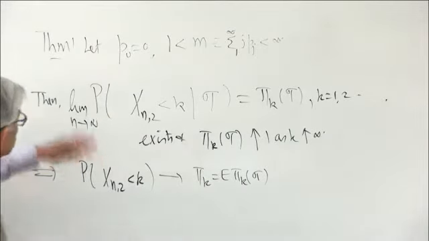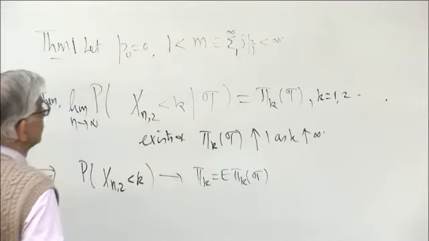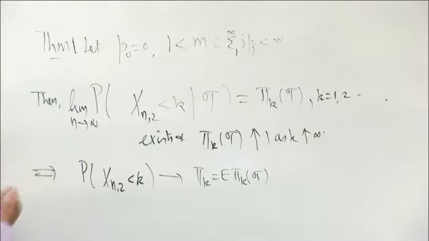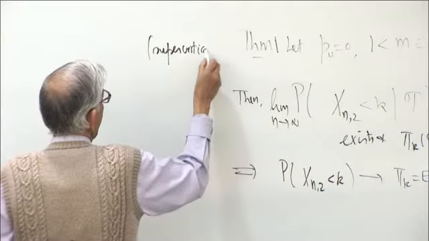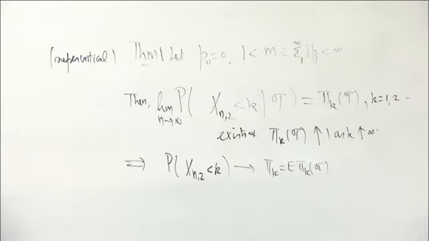Now, this is theorem 1, when m is finite but greater than 1. So this is the supercritical case. And if I have time, I will indicate the proof for you. Then let's look at the critical case.